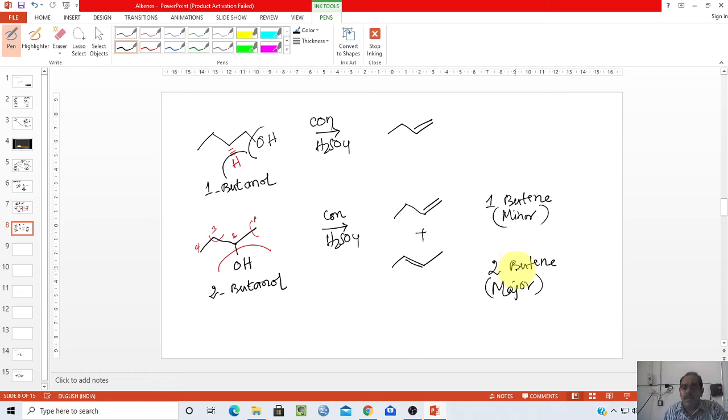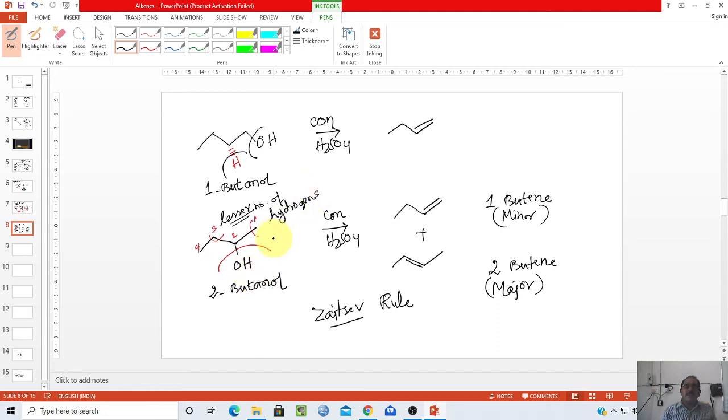Okay. Why? And that is what is termed as Zaitsev rule. So the rule says hydrogen will be removed from the carbon containing lesser number of hydrogens. So that is the rule. So what is the rule? The rule says that hydrogen is removed from the carbon, there are two carbon atoms here, removed from the carbon which consists of lesser number of hydrogens.